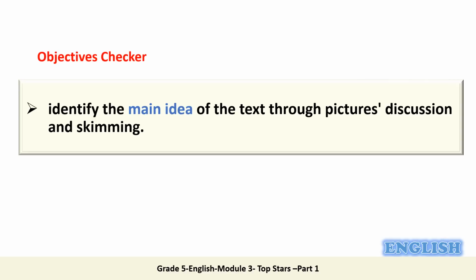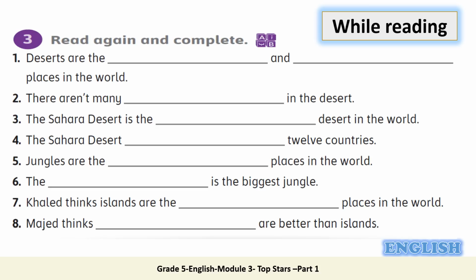Have we identified the main idea of the text through pictures, discussion, and skimming? Yes, very good. Let's move on to the third and the last objective today. Now you need to read for more information. Shadow read with the audio to complete these 8 sentences. And remember, underline the answers in your books. Here you are some clues.